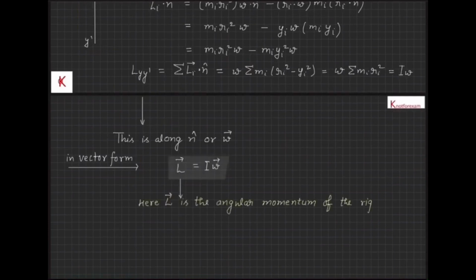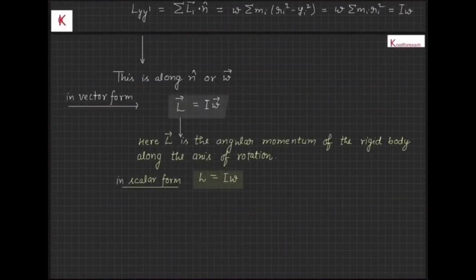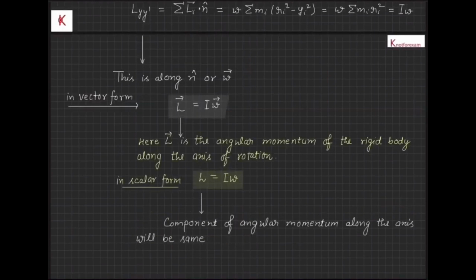Here we should be careful about this: the L vector is the angular momentum of the rigid body along the axis. Similarly, the component of torque along the axis, and the component of angular momentum along the axis, will also be the same about any point on the axis.